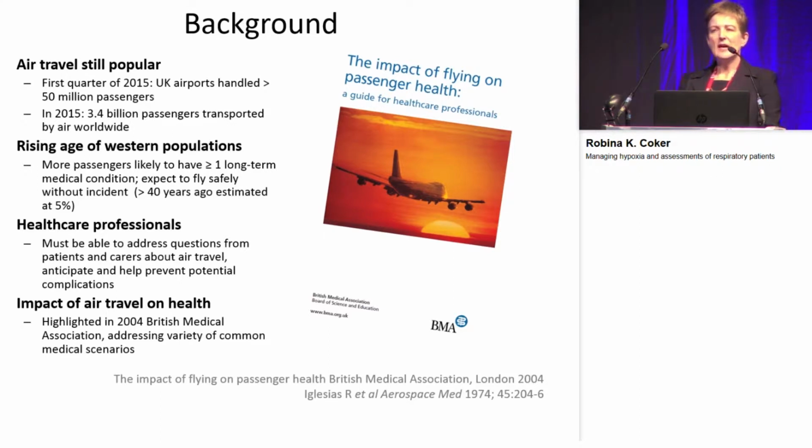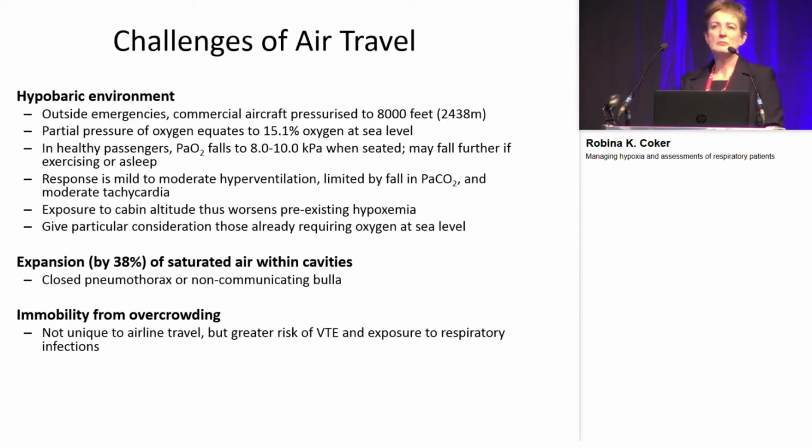So in terms of the hypobaric environment, excepting emergencies, commercial aircraft are pressurised to 8,000 feet or just over 2,400 metres. And the partial pressure of oxygen at that pressure equates to just over 15%. Now, we know that even in healthy passengers, the PO2 will fall to between 8 and 10 kilopascals when they're seated. And it obviously may fall further if they're exercising, if they're walking up and down the cabin, as they're often encouraged to do on long-haul flights, or if they're sleeping.